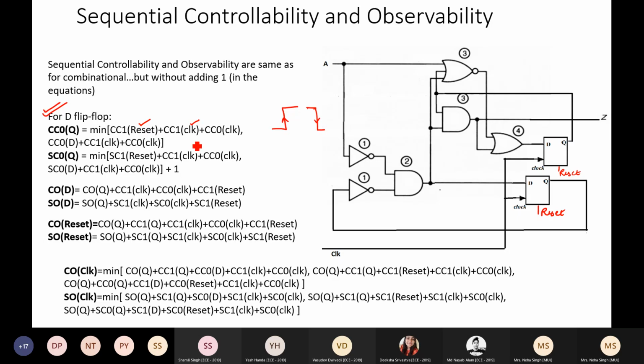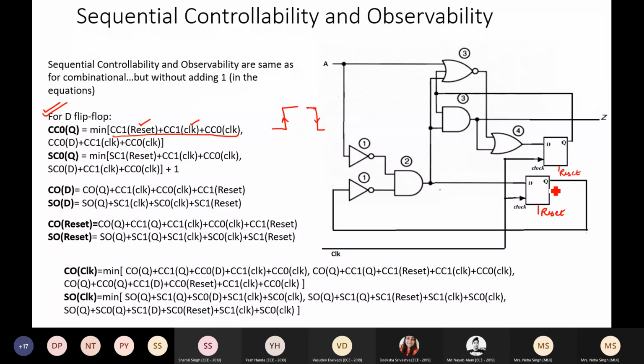Therefore, my formula says output will be 0 only when either the system is reset, or the D value itself is 0, right? So if the system is reset, the output will be 0 when reset equals 1 and the clock edge has come. So this gives you the first case: CC1 of reset, CC1 for clock plus CC0 for clock.